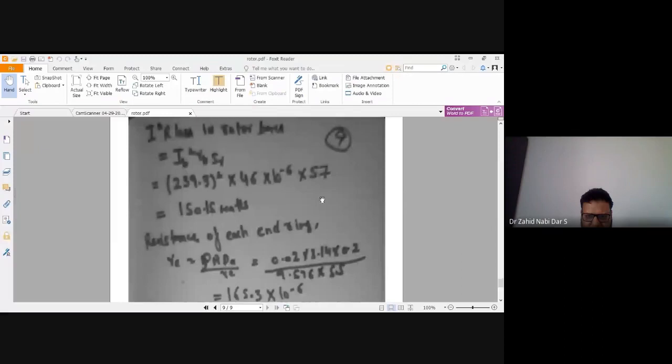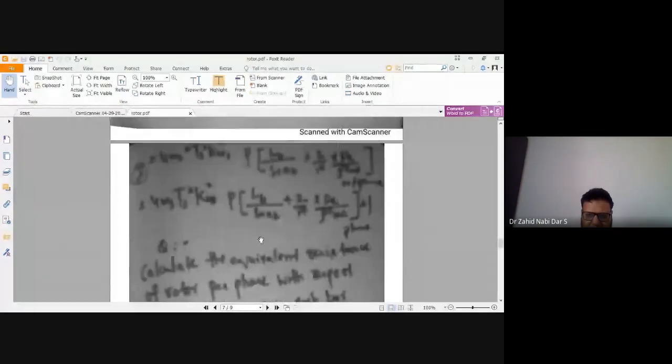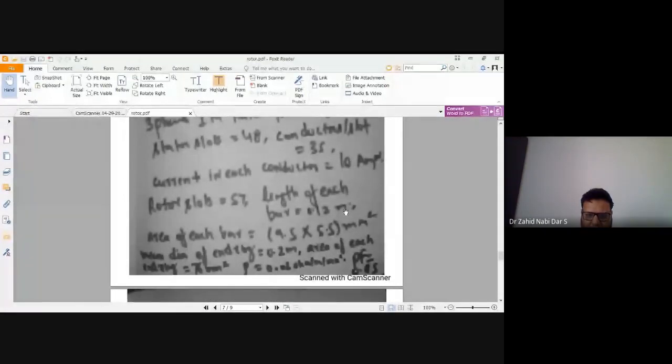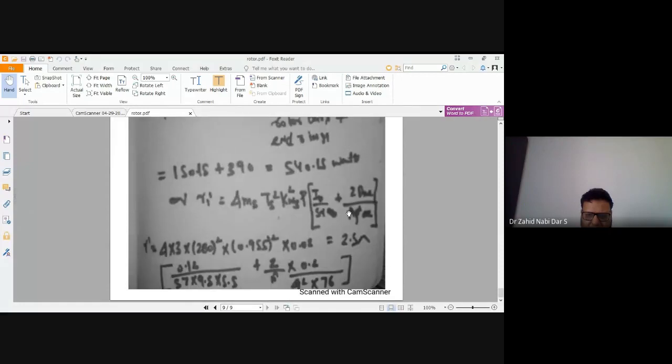You see here also, when we are constructing, this is LB, the length of the bar. The length of the bar is given as 0.12 meter. The area of the bar is given. The area of the end ring is given. Everything is given, so you have to substitute here. This is the area of the bar, and this is AE, the area of the end ring, 76. While you are substituting these values and cross multiplying, finally you will get the answer 2.5 ohms by substituting this equation. So hope you have understood.